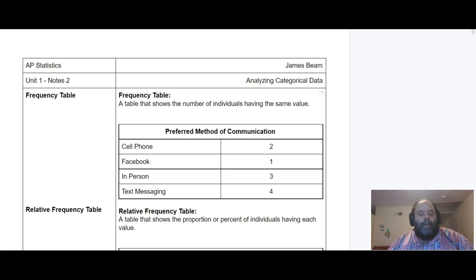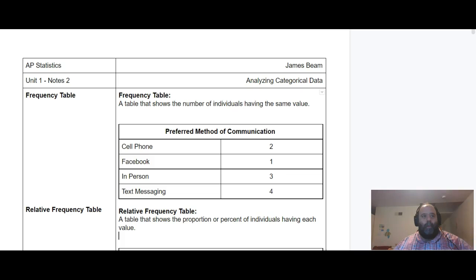Okay, this is the second set of notes for the year. We're actually going to look at analyzing categorical data here. So categorical data is data where the random variables are holding categories, which are things that are not counts or measures. Okay, so one of the first ways that we summarize categorical data is using a frequency table.